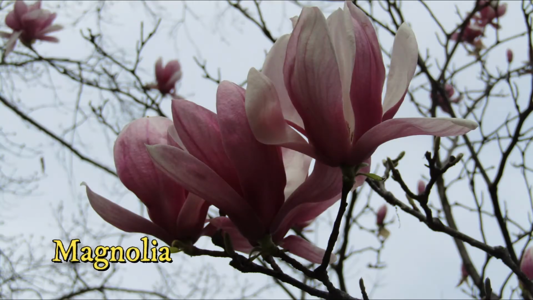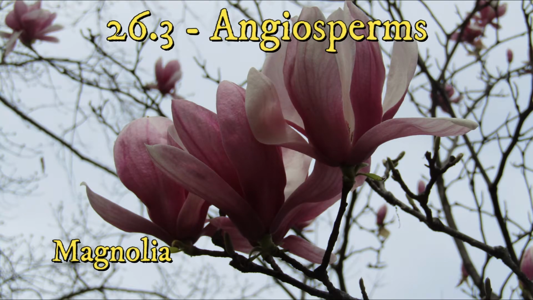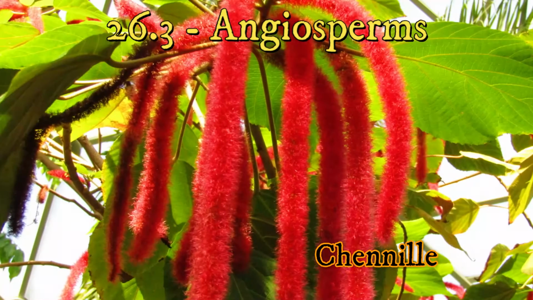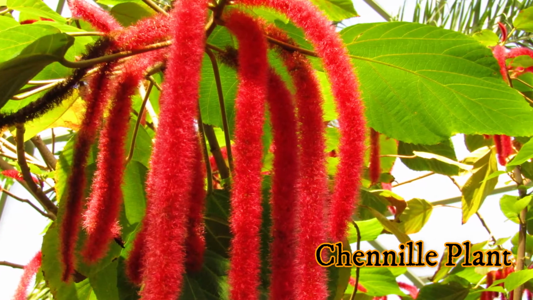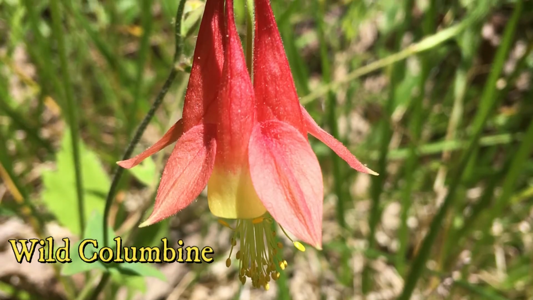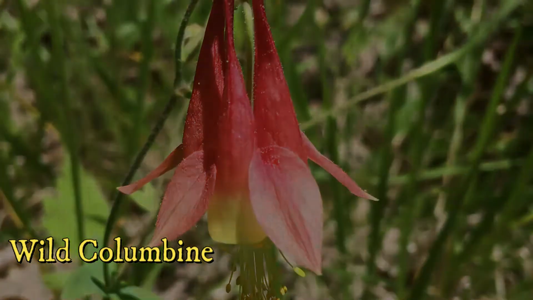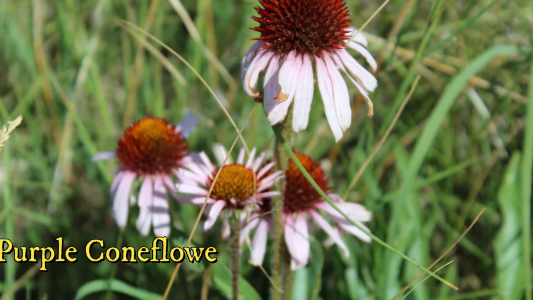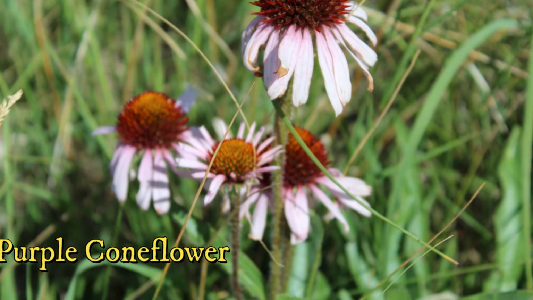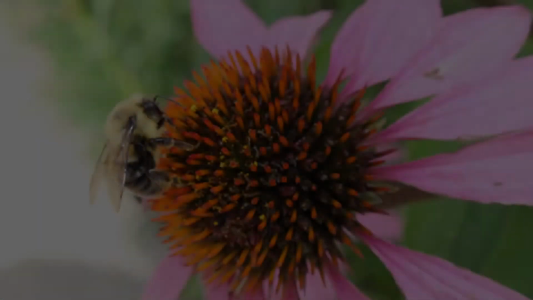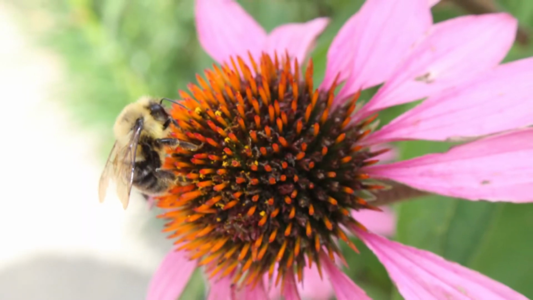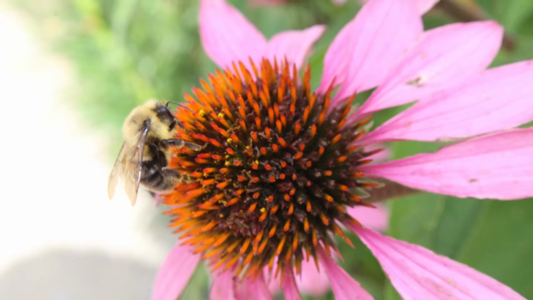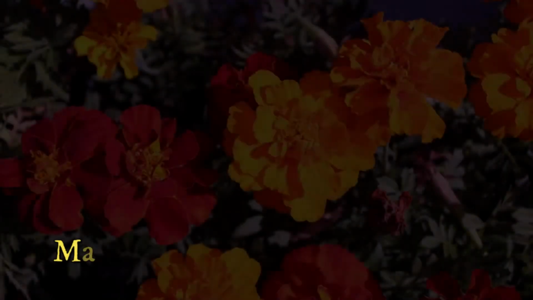Our next group are the angiosperms, which first evolved in the Jurassic period of the Mesozoic era and became the dominant plant form by the Cenozoic era, which is the era we live in. There are over 300,000 species of angiosperms, making them the second largest group of organisms after the insects, which is no accident considering that most insects and angiosperms co-evolved with one another.